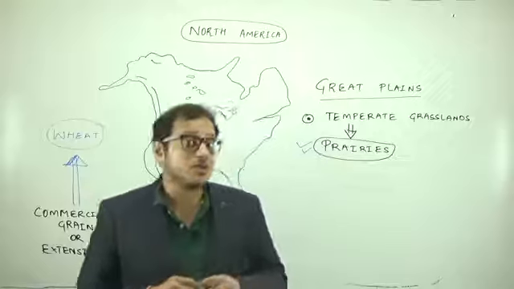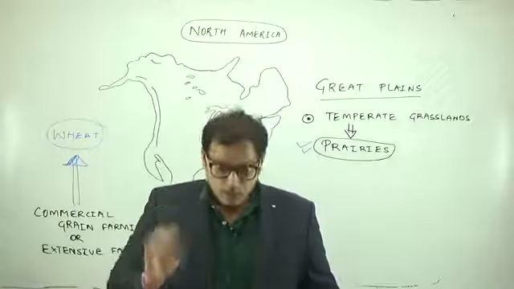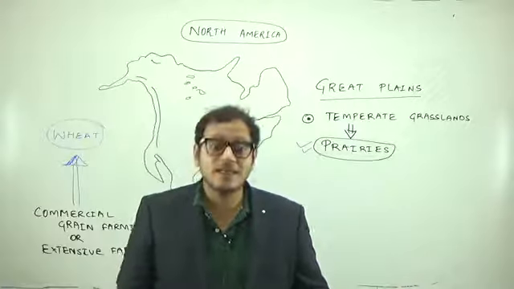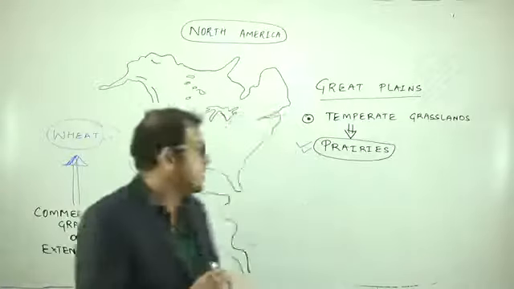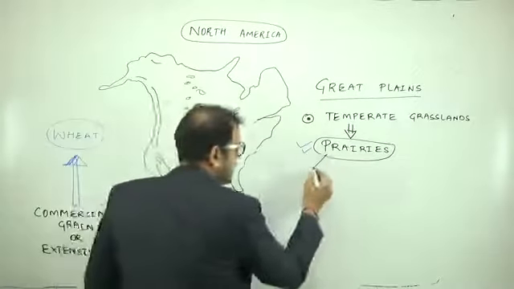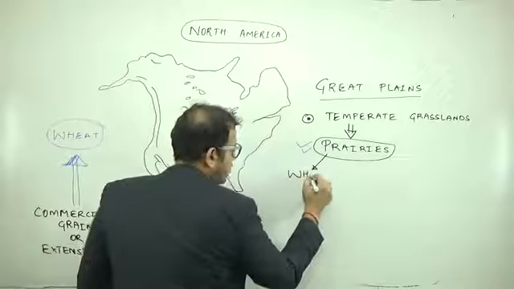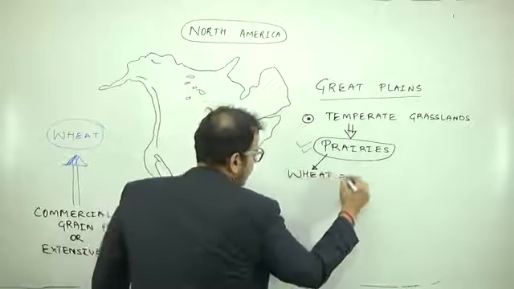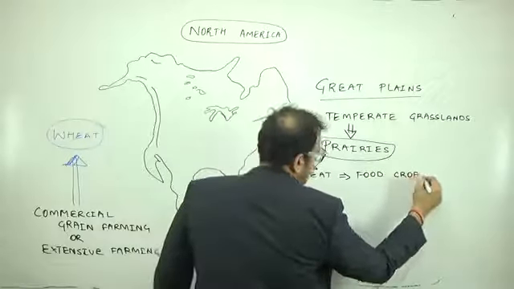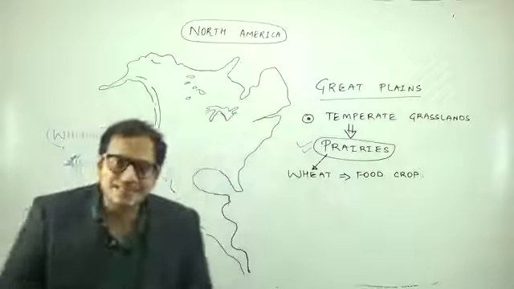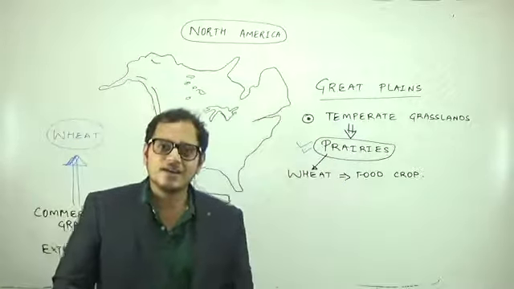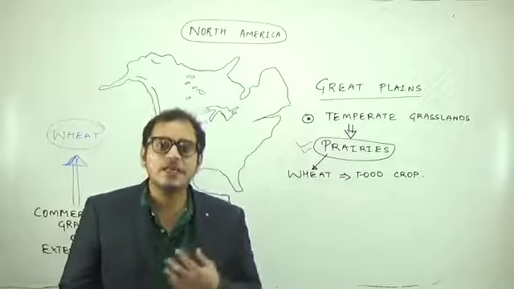I am saying largest because now, which region is maximum wheat producing? China is the largest producer of wheat. But commercial grain farming, you remember, this is where commercial grain farming is done, where the most important crop is wheat. Wheat is the most important food crop. But at the same time, these are the countries which won't stop at only producing wheat and eating wheat.